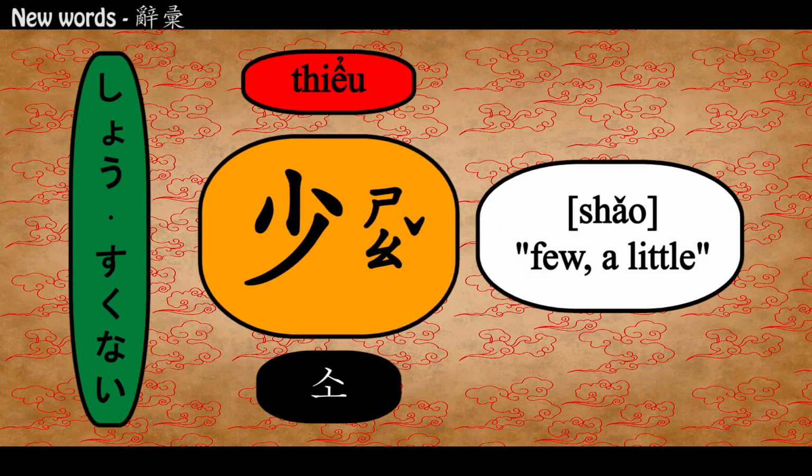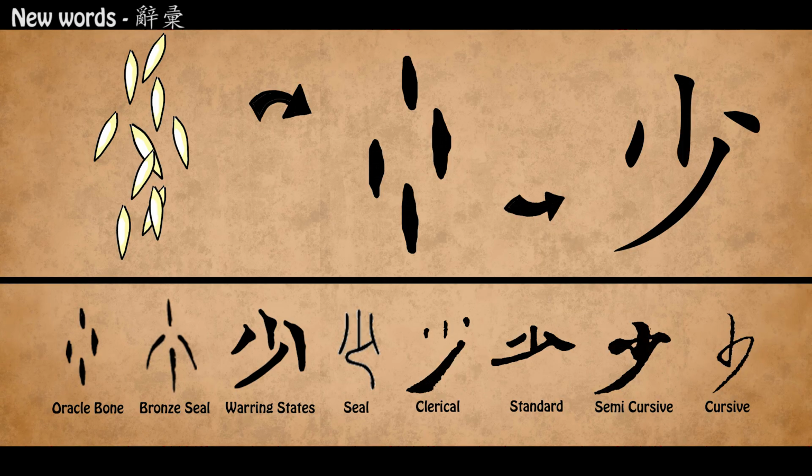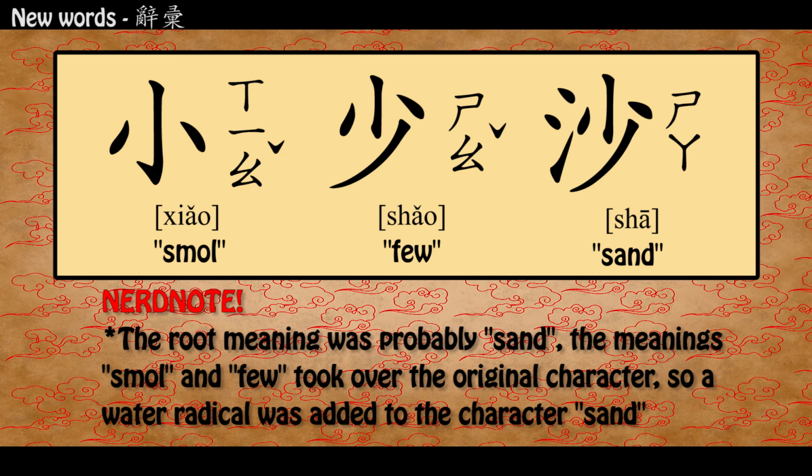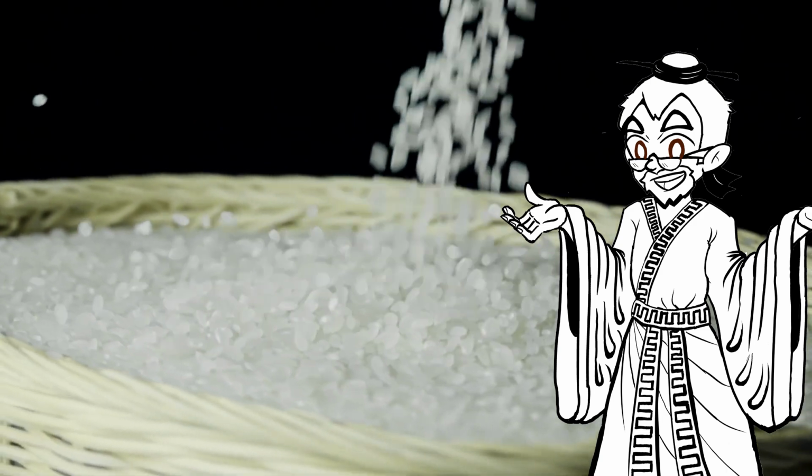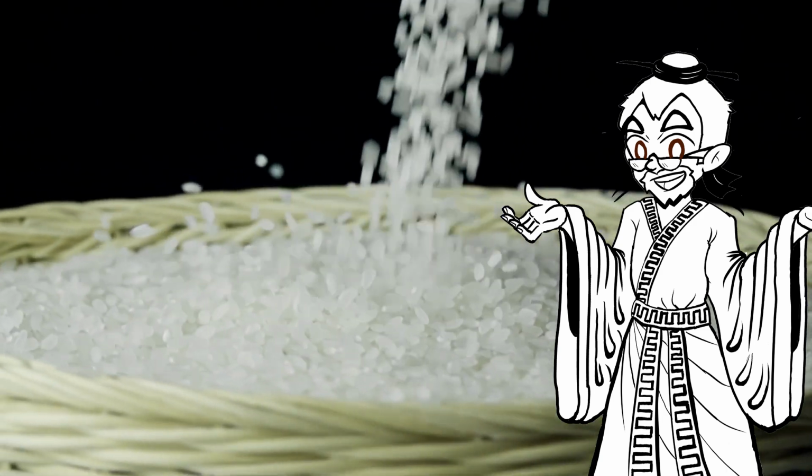Shao, few, not many. A drawing of 4 grains of rice or sand, which, all things considered, isn't a whole lot. This character is likely related to xiao, small, and sha, sand, but I drew grains of rice instead of sand because I felt like it.